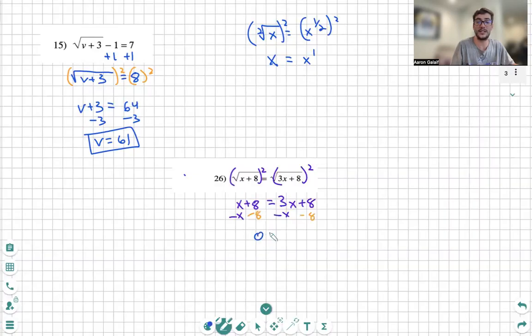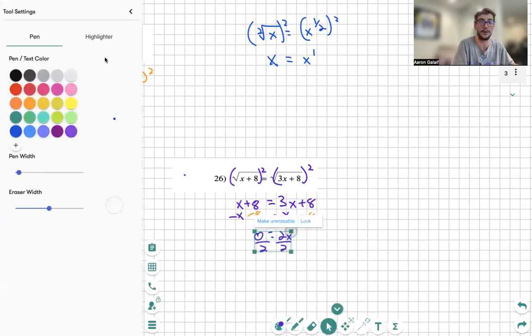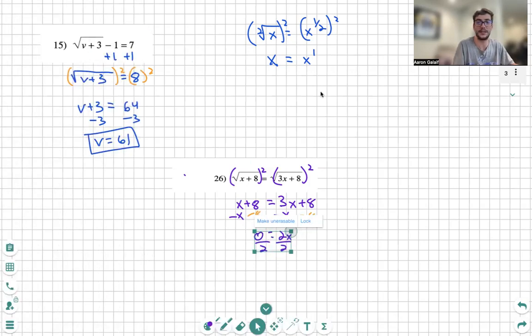And we see we have 0 equal to 2x, divide by 2. I accidentally turned that to blue. Let's bring it back to purple. Divide by 2. And we see that x is equal to 0 in this situation.